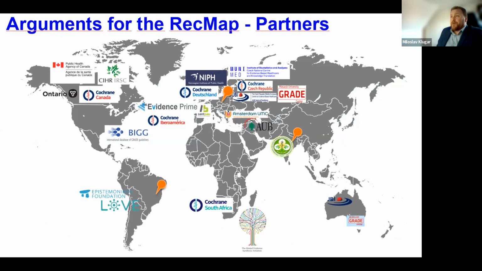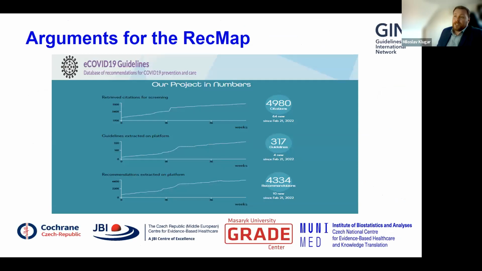Well, arguments for the RecMap, there are plenty of arguments. One of the very strong ones is that it was developed by a huge international team, very experienced in guideline and systematic review development from all over the world, basically. Another argument is this current screenshot, I think, from today.